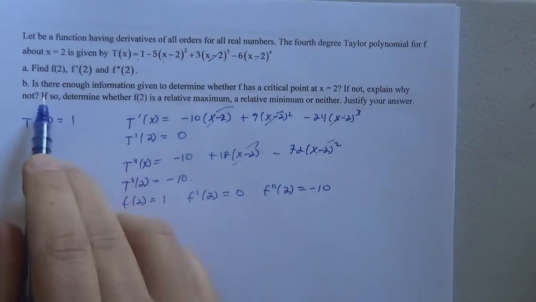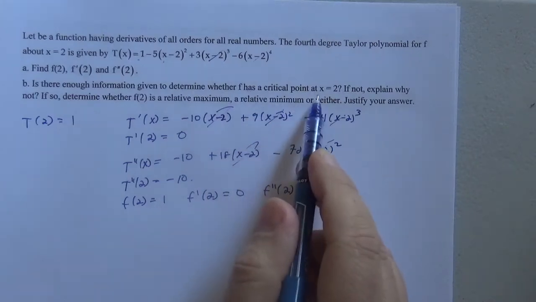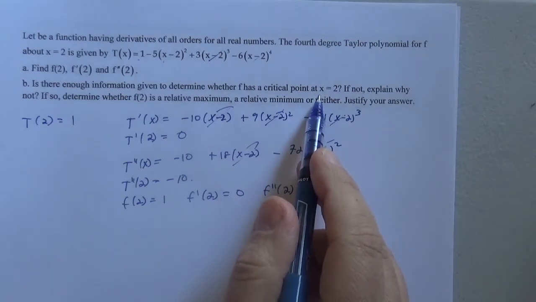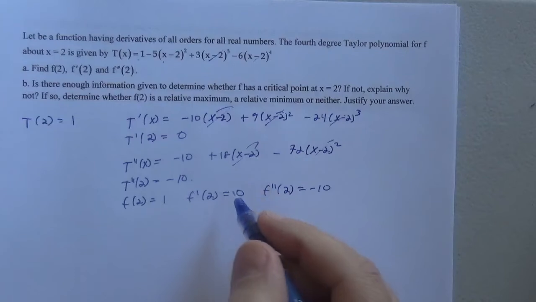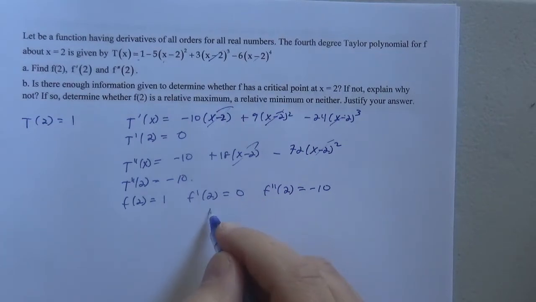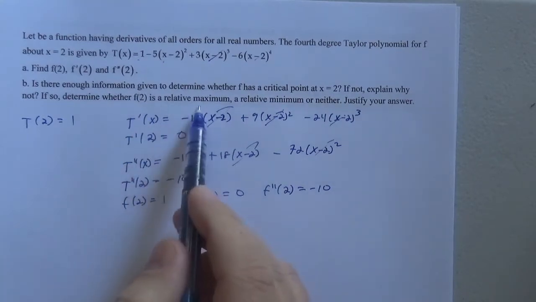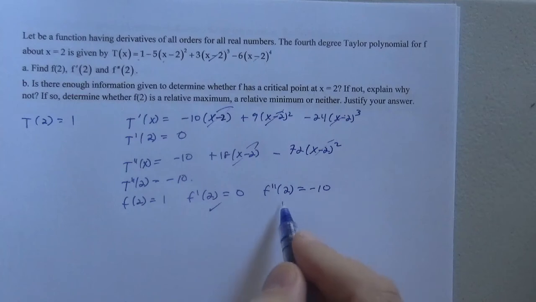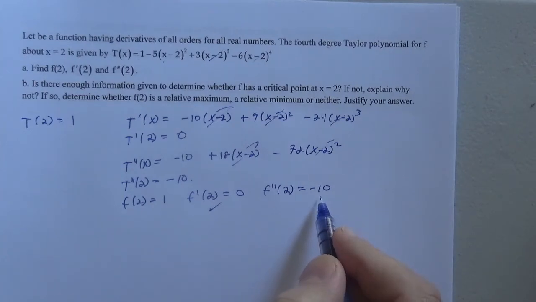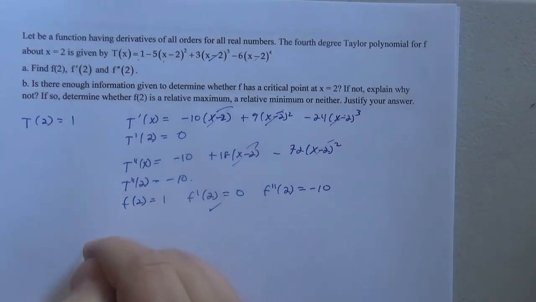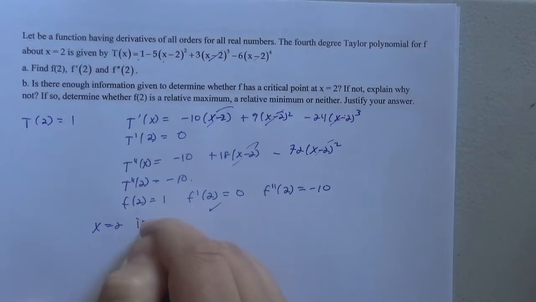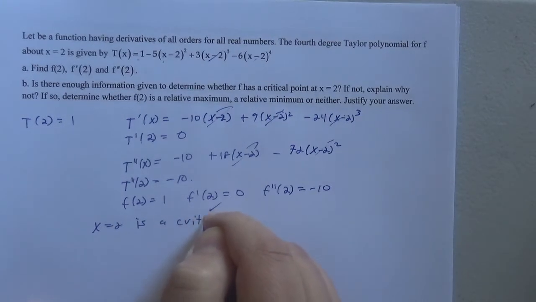Okay, so is there enough information to determine whether f has a critical point at x equals 2? There is, right? Because a critical point is just when the derivative is 0 or undefined. Well, we have 0, so therefore it is a critical point. And is f of 2 a maximum or a minimum? Well, since f prime prime of 2 is negative, therefore it is a maximum, right?